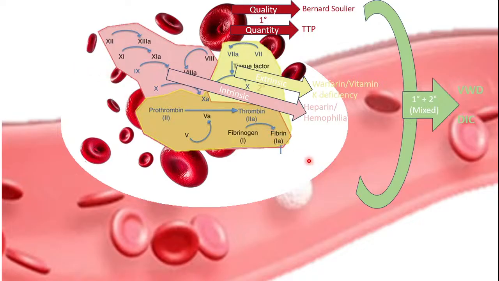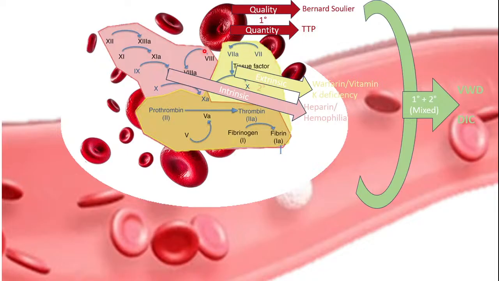So when it comes to issues in these two stages, we're going to start with the issues of the first, primary hemostasis. There can be a defect in the quality or quantity of platelets. An example of a quality defect is Bernard-Soulier syndrome, and an example of a quantity defect is thrombocytopenic purpura, in which you have a decreased number of platelets.